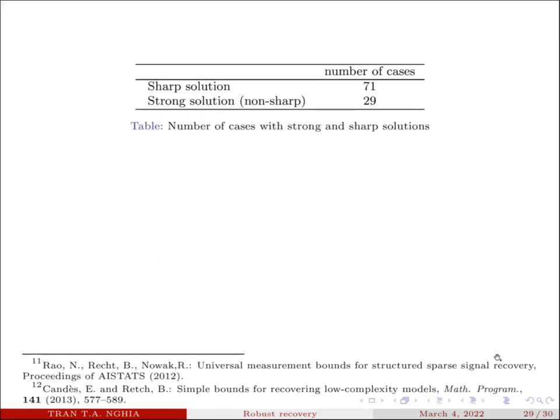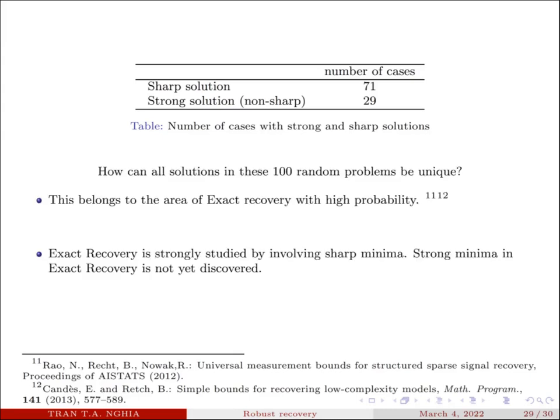Through our test, we recognize the following information. We have 91 sub-solutions and 29 strong solutions. It really means that all of them are unique solutions. This belongs to the area of exact recovery with high probability, right? So with high probability, we have a unique solution. For exact recovery, people usually use sub-minima. They do not mention sub-minima in the papers, but as we mentioned already, sub-minima is hidden behind a lot of results in this area.